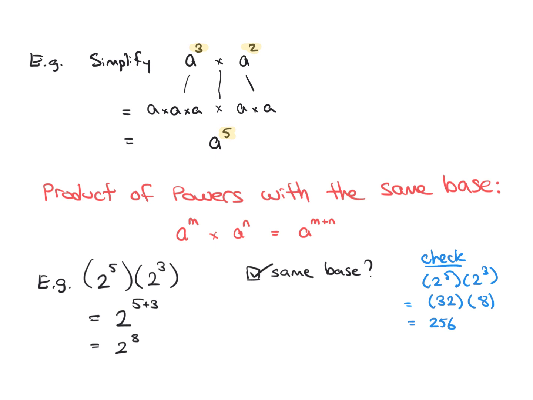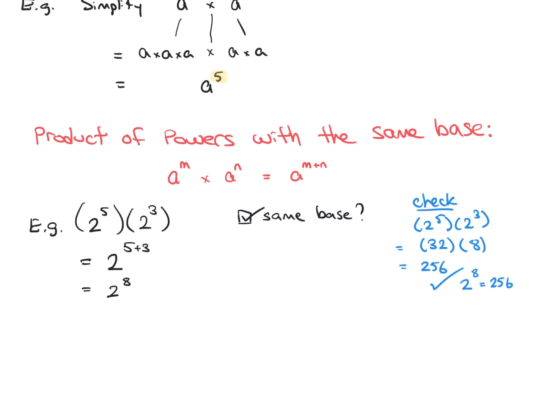Now, we can check whether or not that equals 2 to the exponent of 8. I can go on my calculator and just type in 2 to the exponent of 8, or I can type in 2 times 2 times 2 times 2 times 2 times 2 times 2 times 2. And when I do that, I also get 256. So the answer is correct. So that's one example using numbers. We can do some more using letters.